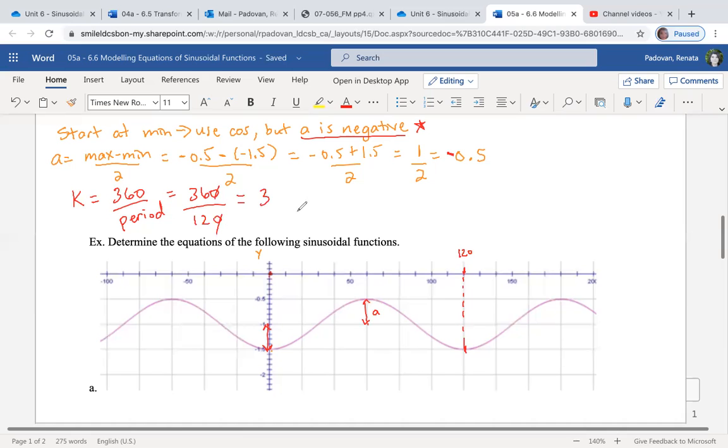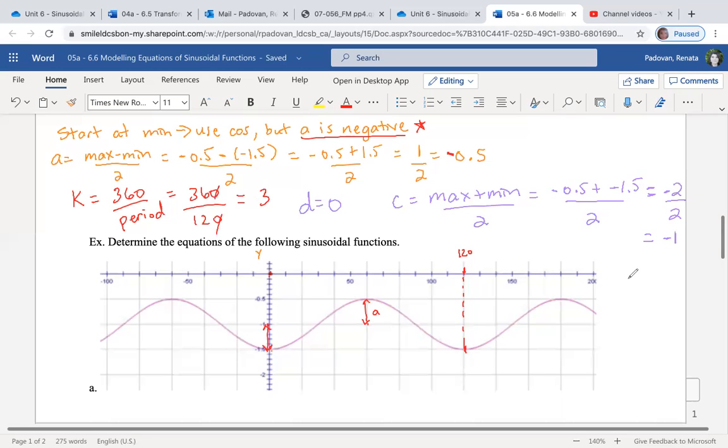So now the D value, because I am starting at a max or a min or right along the axis, because that is true that I'm starting at a min, I don't have a D value, right? I don't have a phase shift, which makes it easy. And then my C value is again, max plus min, adding the two together. So my max I already know is the negative 0.5, but this time I'm going to add negative 1.5 to it. So if I'm at negative 0.5 and I'm adding another negative 1.5, then that's going to be equal to negative 2 over 2. So my C value is negative 1, right?